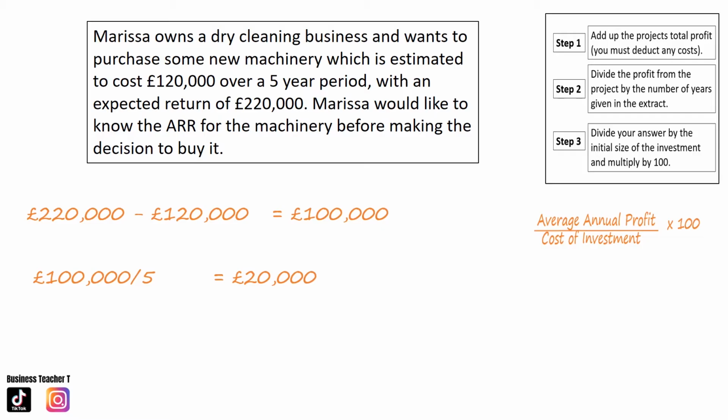So now we need to input that information into the formula, because the £20,000 is how much the project would make for Marissa each year. So we now need to put that information into the formula to calculate the ARR for Marissa. So that will be £20,000 divided by the cost of investment, which is £120,000, and times that by 100. And the answer is 16.66%.